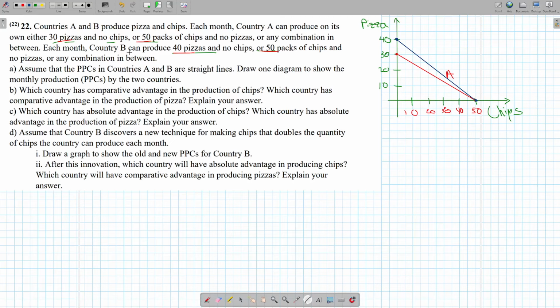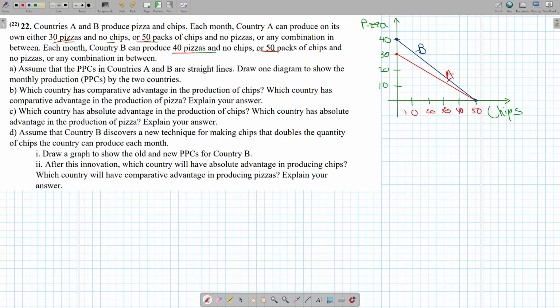Also, I have to label B. I didn't label country B. I have to say this is B. If you want, you can indicate it with a small arrow, that's fine. Or you can put a key, like A is dotted or something. Whatever you want, as long as you have something like this, okay?